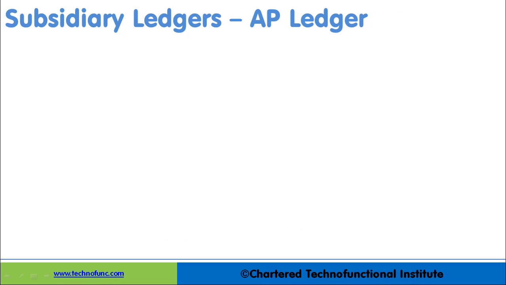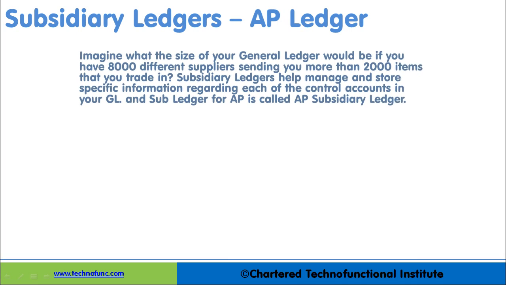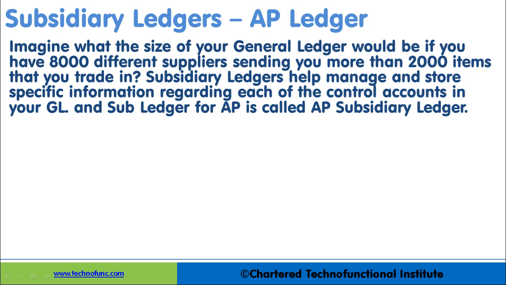Subsidiary ledgers. The AP ledger. Imagine what the size of your general ledger would be if you have 8,000 different suppliers sending you more than 2,000 items that you trade in. Subsidiary ledgers help manage and store specific information regarding each of the control accounts in your GL. And the subledger for AP is called the AP subsidiary ledger.